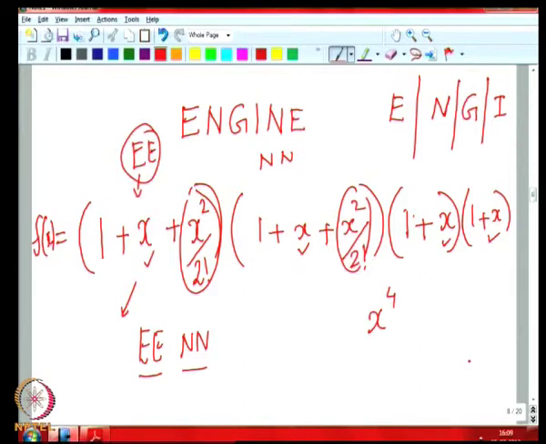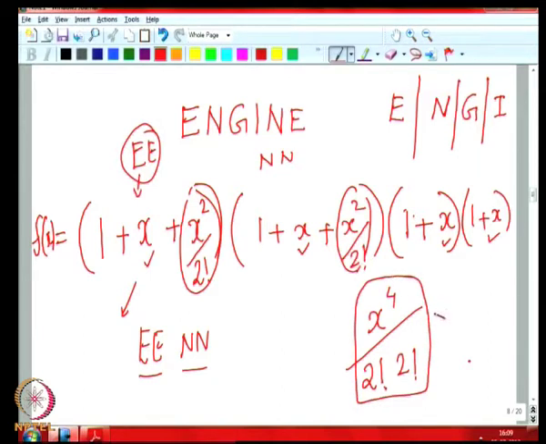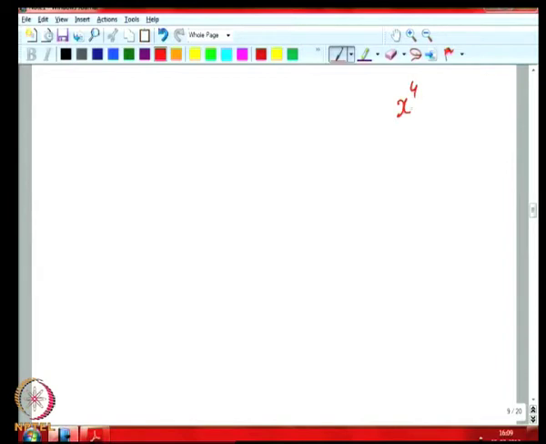So what we get in the product is not directly x raised to 4, we get x raised to 4 by 2 factorial into 2 factorial, because here we are getting x square by 2 factorial, here we are getting x square by 2 factorial. But what we are looking for is the coefficient of x raised to 4 by 4 factorial. What we have got is x raised to 4 by 2 factorial into 2 factorial, but where is this 4 factorial? So what we do is we convert it to that form.